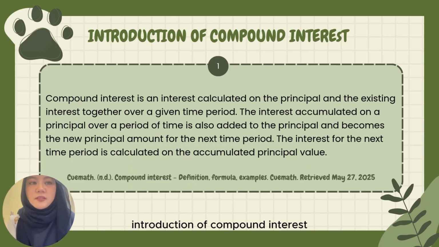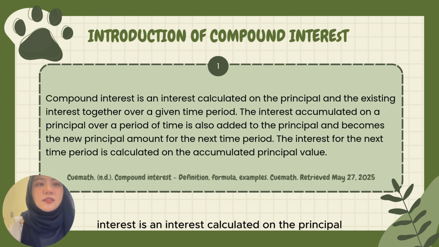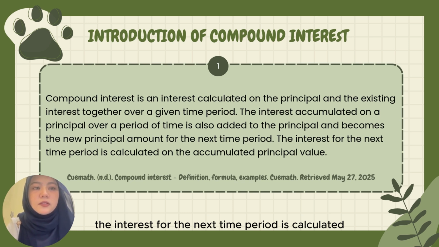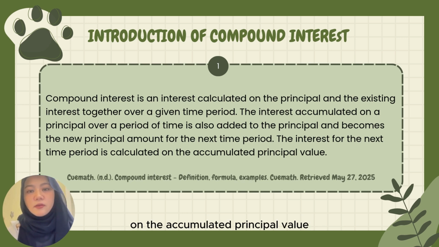Introduction of compound interest. Compound interest is an interest calculated on the principal and the existing interest together over a given time period. The interest accumulated on a principal over a period of time is also added to the principal and becomes the new principal amount for the next time period. The interest for the next time period is calculated on the accumulated principal value.